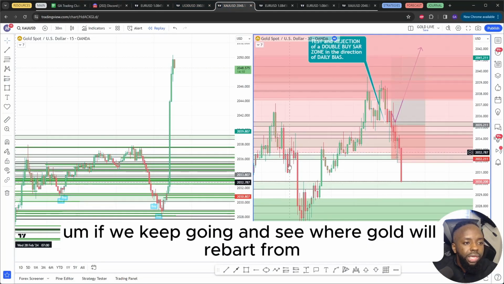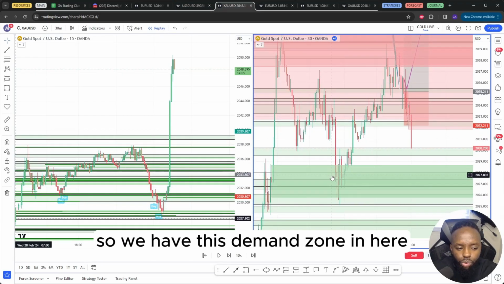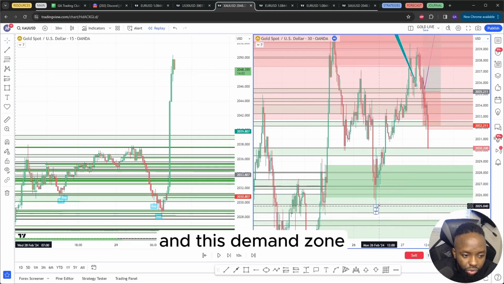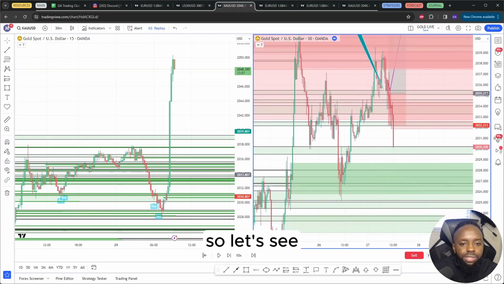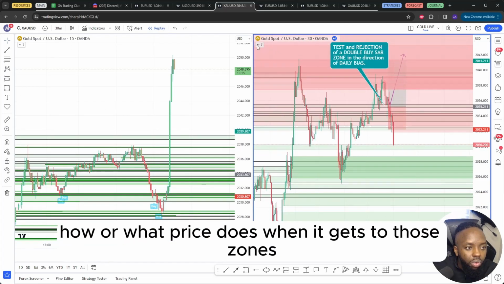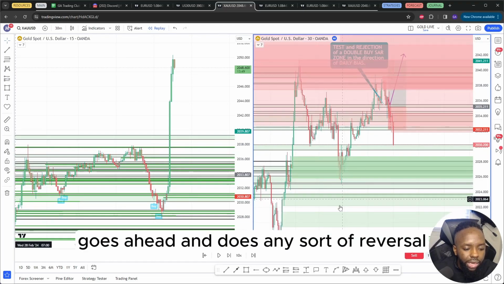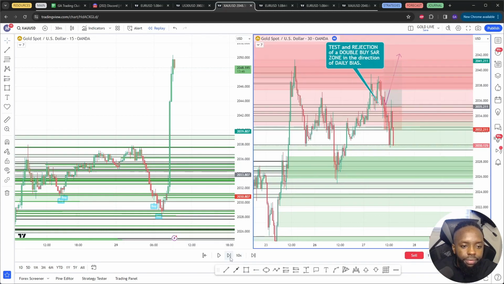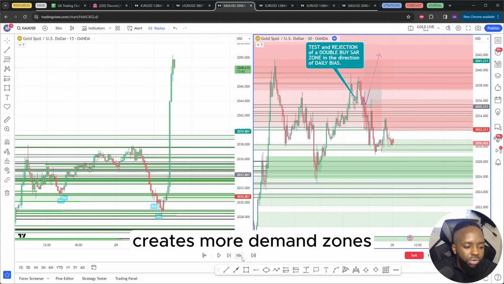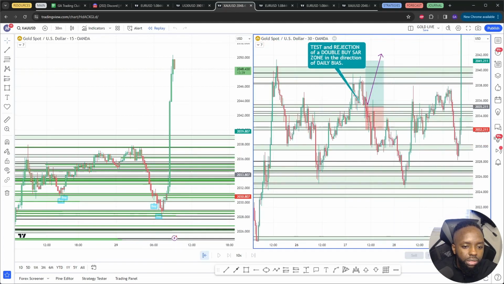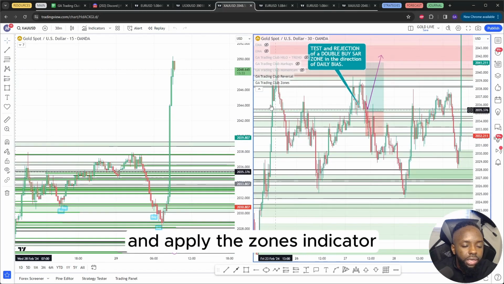Now if we keep going and see where gold will rebound from, we can see here where's the next demand zone. We have this demand zone in here, and this demand zone is based off of, let's see, one candle. So let's see what price does when it gets to those zones. Give me 1 second. Let's see where gold does any sort of reversal. So it taps into, comes down, creates more demand zones. Let me just play this, and then I'll exit this and apply the zones indicator.